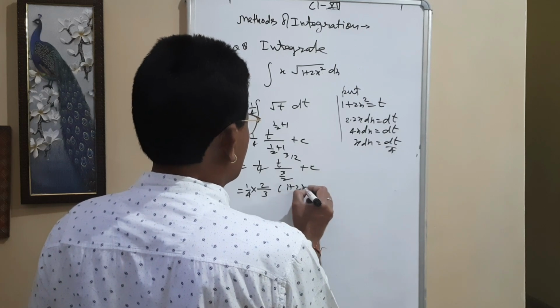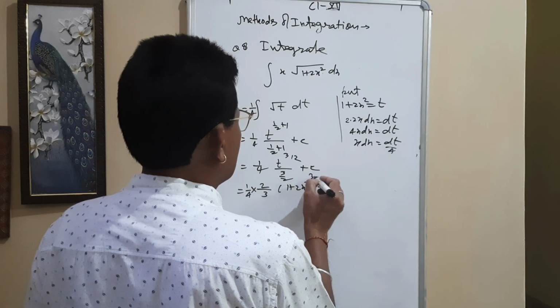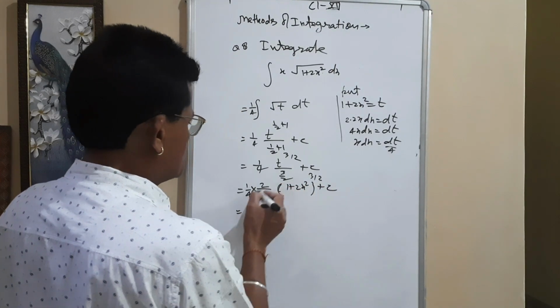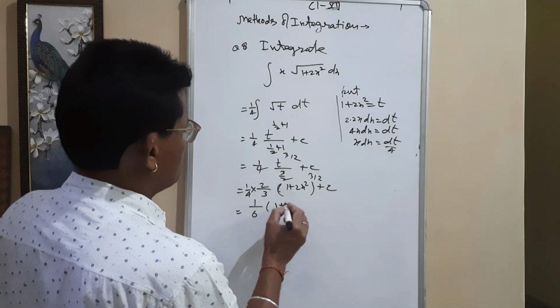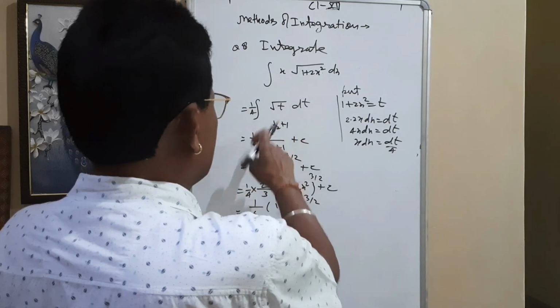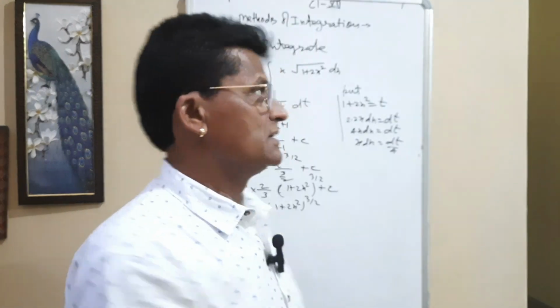1 plus 2x square, to the power 3 by 2. Don't forget the power of it. Okay, 1 upon 6, my dear student, cancel it, 2 plus 1 plus 2x square to the power 3 by 2. Simple question, only I have substituted the value, because the answer you must give in the form of x.